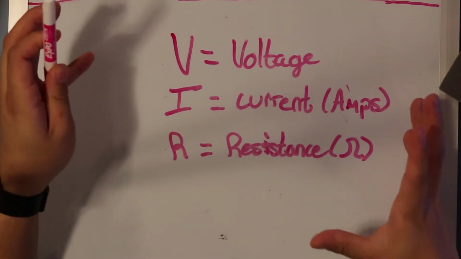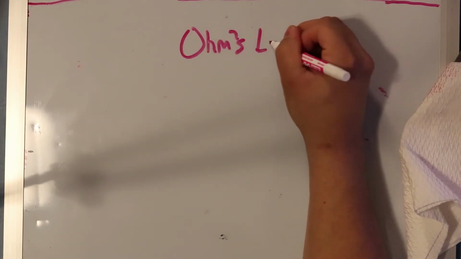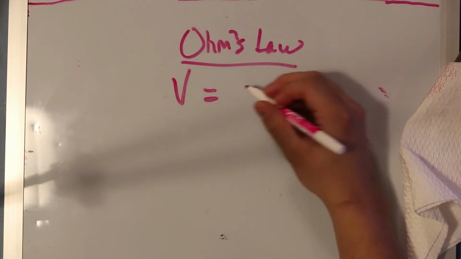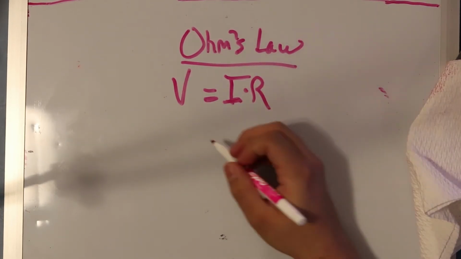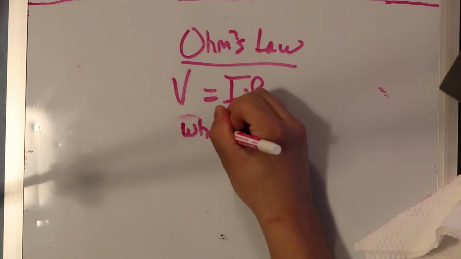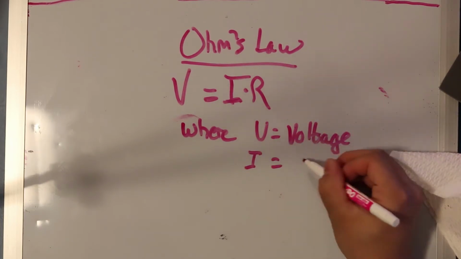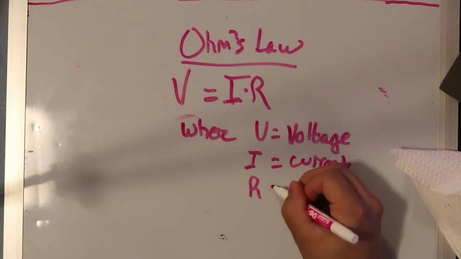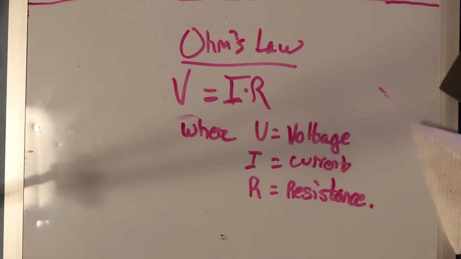So now we could actually combine these into a single equation called Ohm's law. Basically what Ohm's law is: voltage is equal to current, which is denoted by I, times resistance, which is denoted by R. And I'll just make that a little more clear. Where V equals voltage, I equals current, R is equal to resistance. Using this formula, we can make decisions as to how much of a resistance we need to add into a circuit to limit the amount of current flowing into a device.